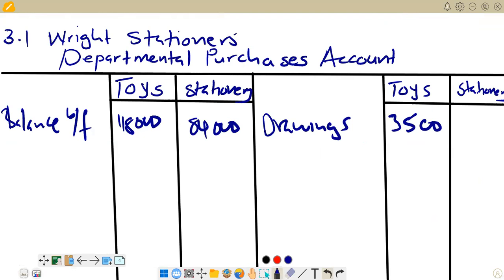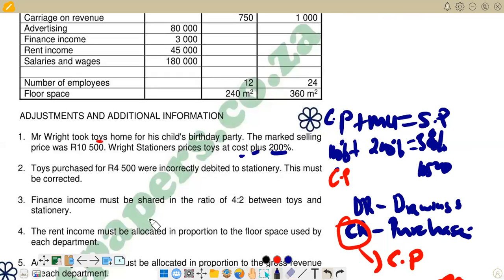Then we go ahead and check the additional information for any other adjustment affecting purchases. You see that item 2 also affects purchases. Toys purchased for 4,500 were incorrectly debited to stationery. This must be corrected. It seems there were purchases of toys, and then they were debited to stationery. So we have to remove it from the stationery account and then enter it in the toys account.